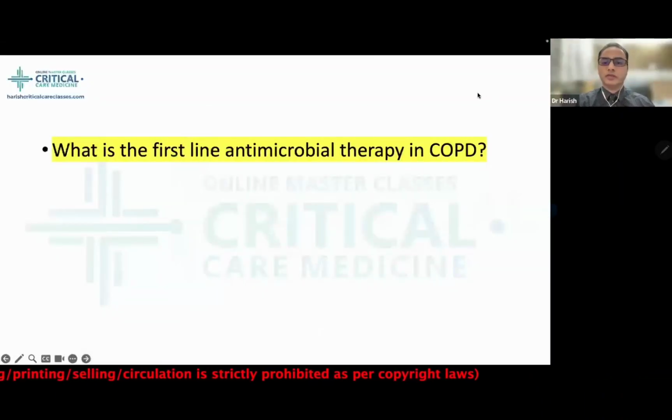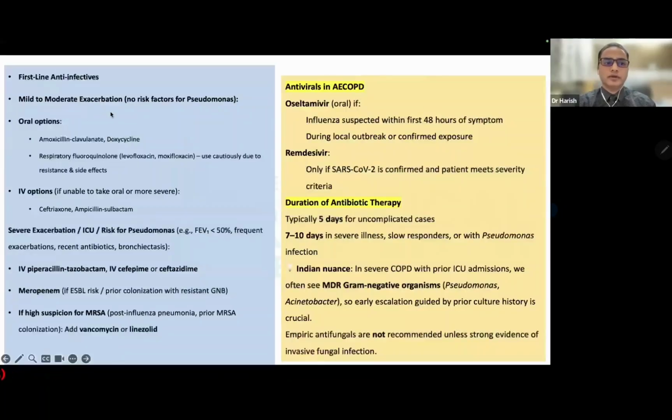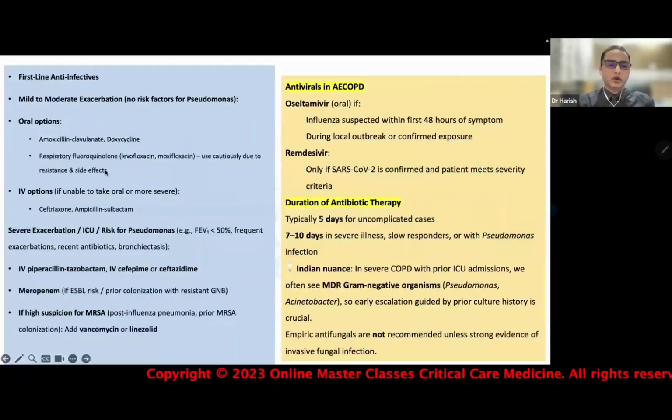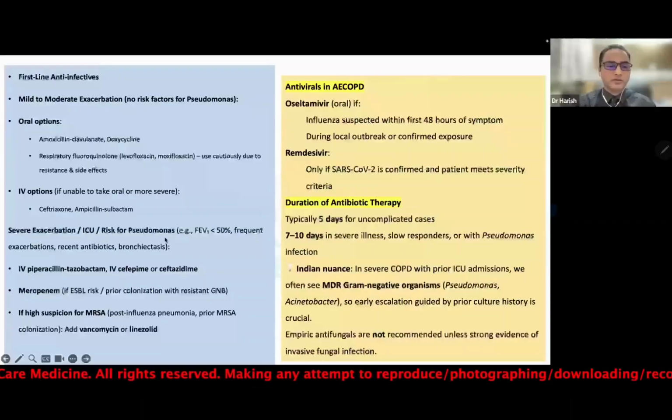Okay. So what is the first line of antimicrobial therapy in COPD? I told you which organism we need to cover, but what is the data suggesting which one to use? First line anti-infectives, mild to moderate exacerbation: if there is no risk for Pseudomonas, orally we can give amoxiclav, doxycycline, or respiratory quinolones, like levofloxacin, moxifloxacin, but we are worried about tuberculosis, drug resistance, and all that, you need to keep in your mind. IV option, if unable to take orally or more severe case, then ceftriaxone or ampicillin sulbactam is the recommendation.